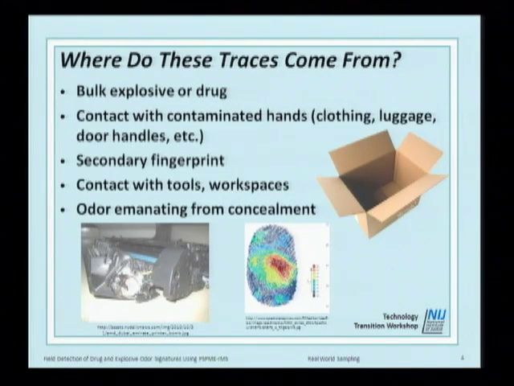Contact with contaminated hands can transfer this type of evidence to clothing, luggage, door handles, etc. For instance, when a bomb maker is closing a cardboard box, you might see trace particles of the explosive itself in areas where you would seal the box. You can also obtain explosive particles on fingerprints that can be transferred, for instance, to a person's license.